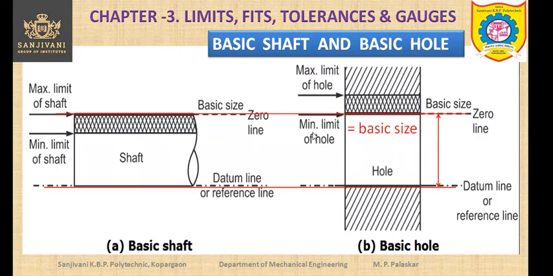So the limit of the hole is equal to the basic size. This is the tolerance zone, and you can see that one limit corresponds to the basic size. Which limit? The minimum limit of the hole is matching with the basic size. So that is nothing but the basic hole. This is the basic hole because the minimum limit of the hole matches with the basic size.